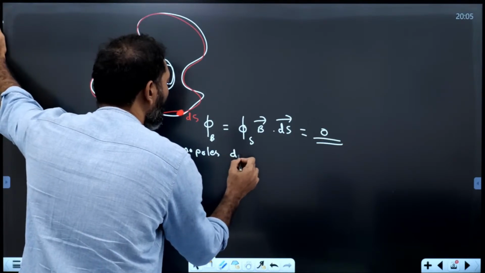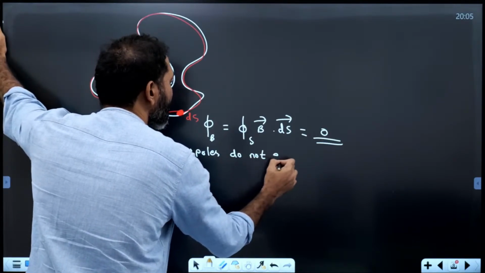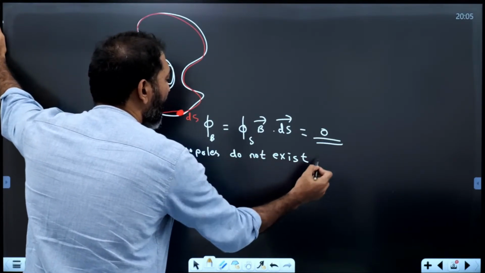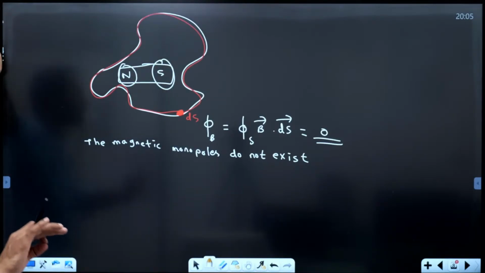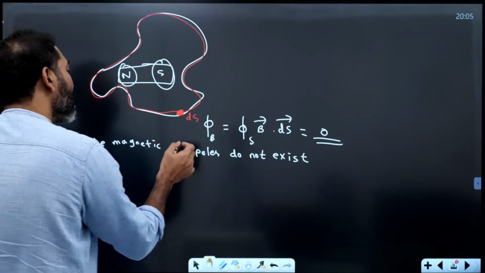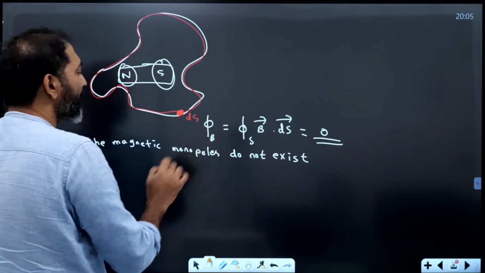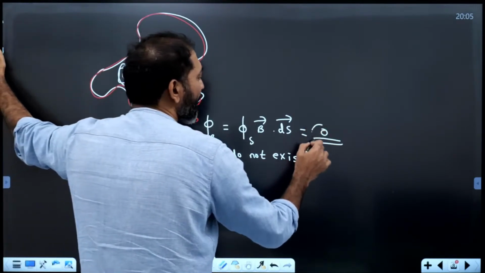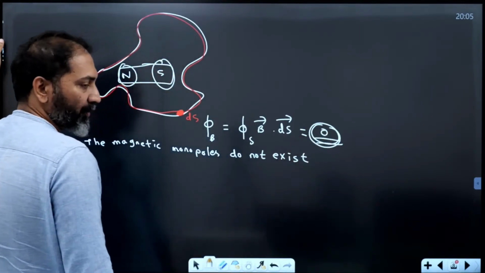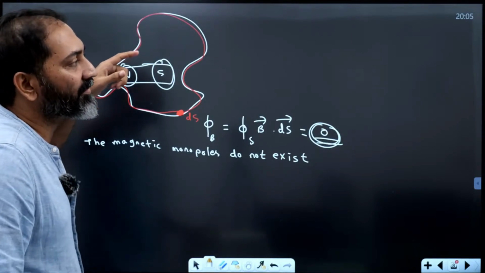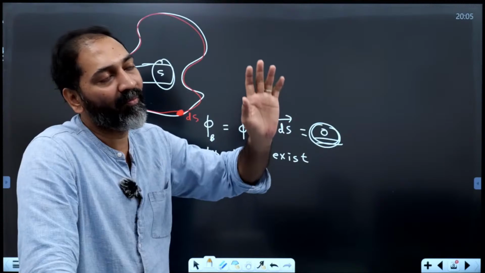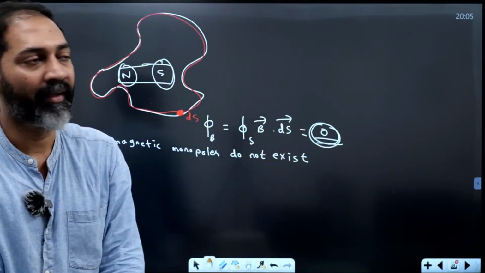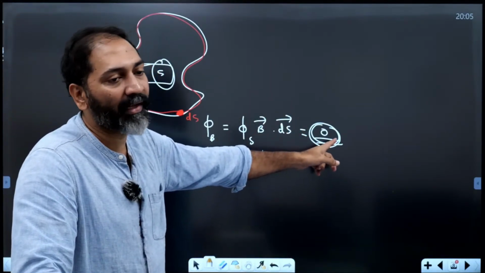Magnetic monopoles do not exist. You can't simply take a single pole. If magnetic monopoles existed, mono means what? Single pole, then the right hand side, RHS, would not be 0. RHS is 0 means what? If there is a north pole, obviously there will be a south pole. Then only you will get a total magnetic flux of 0.